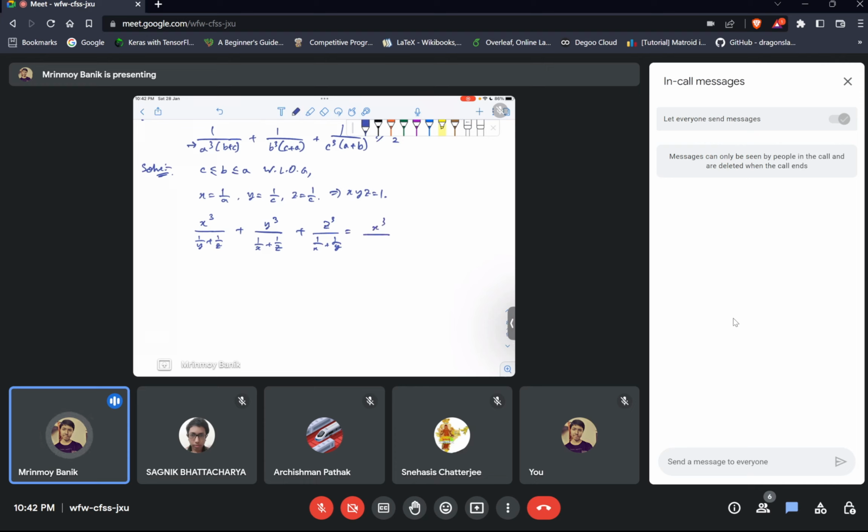This is equal to x cubed by x times y plus z. I'm not writing it all every time, from now on we'll be using the cyclic notation. So that is x squared by y plus z. So this is as far as we can get.